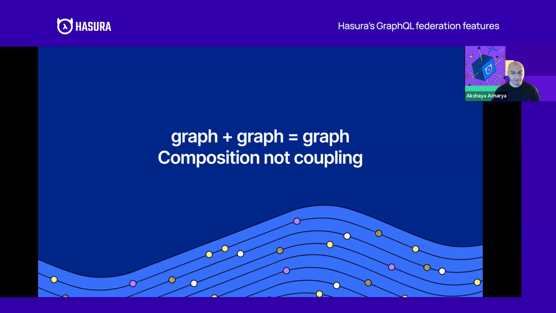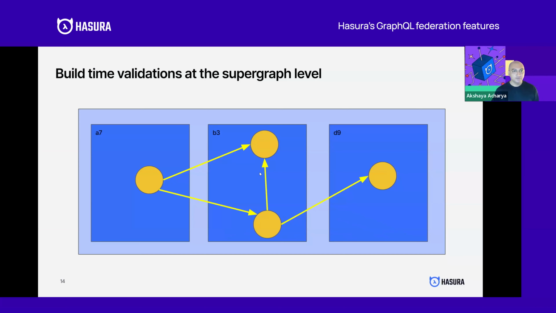It doesn't want to couple different GraphQL APIs. And this is what makes it a far better model. So let's look at some ways that benefits us. Whenever we build one of these supergraph builds, what the build time is actually doing is validating all of these models and relationships in the complete supergraph context. So even if you have relationships that are spanning different subgraphs, they're all validated correctly.